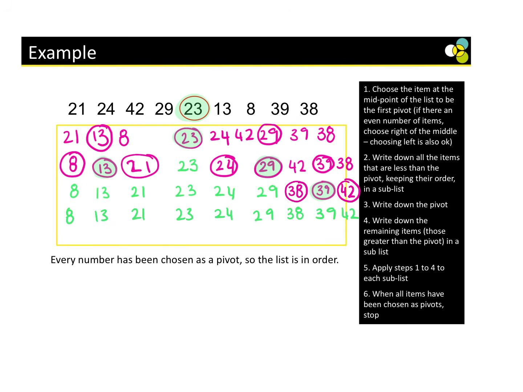Every number has been chosen as a pivot, and now the list is in order. The most important thing to write at the end, sort complete. Okay?